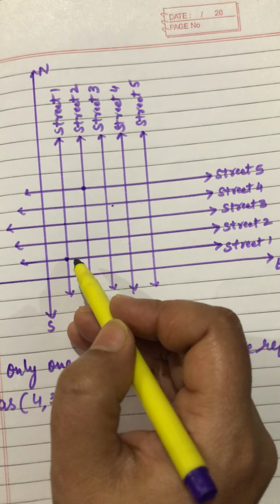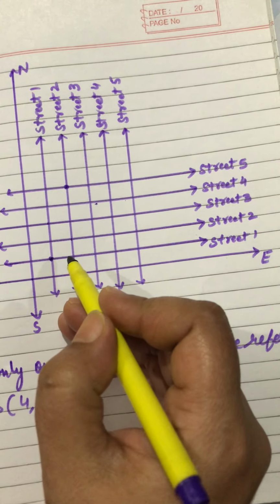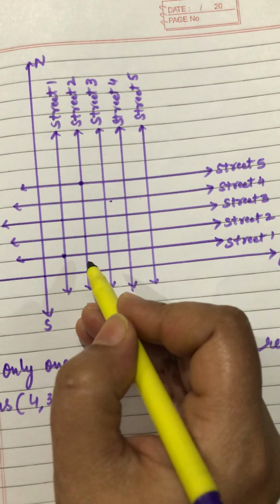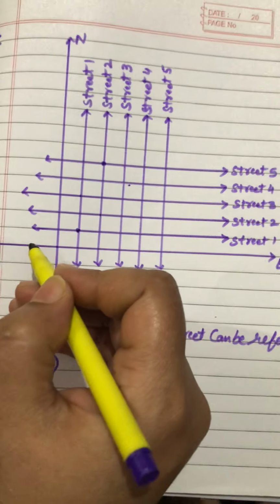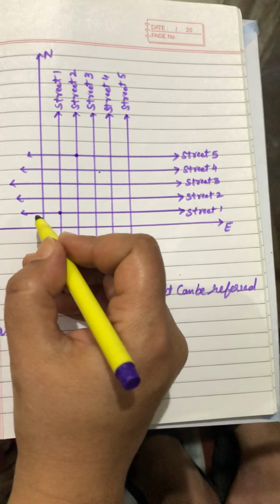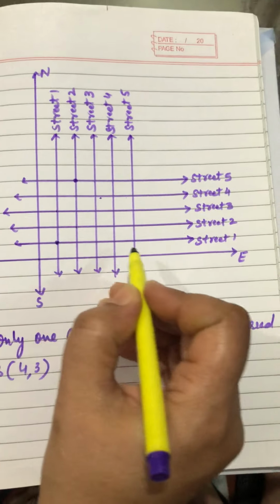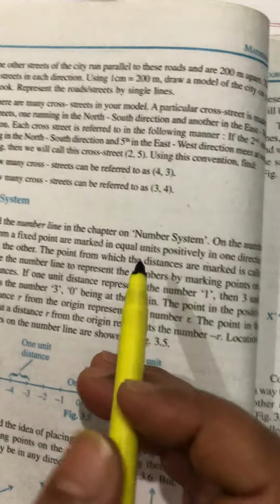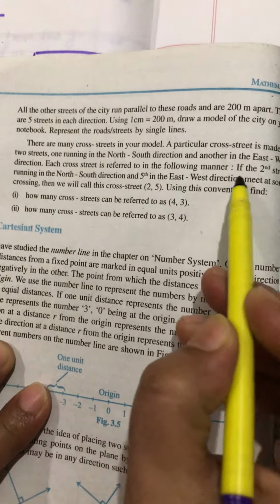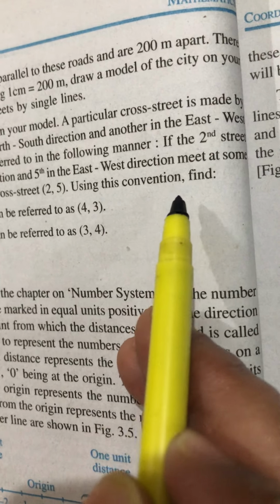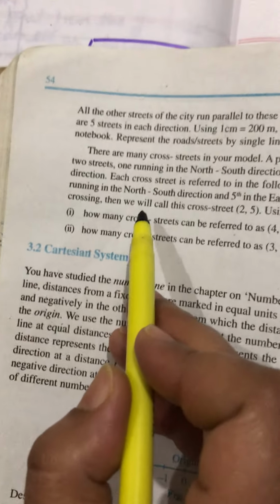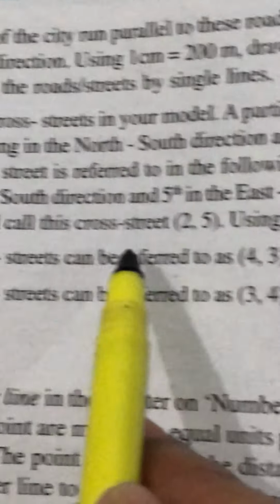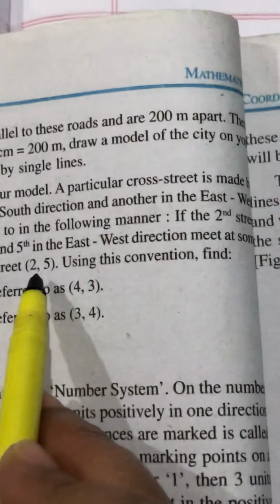Each cross street is referred to in the following manner. See, here it is written in the book itself: if the second street running in the north-south direction and the fifth in the east-west direction meet at some crossing, then we will call this cross street 2, 5.